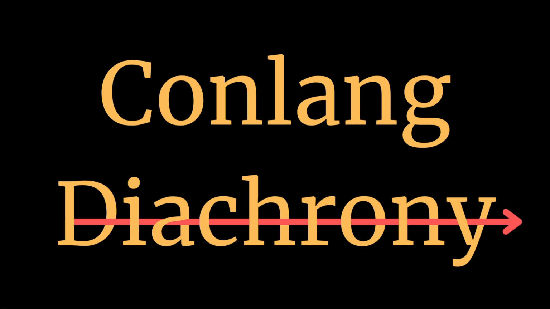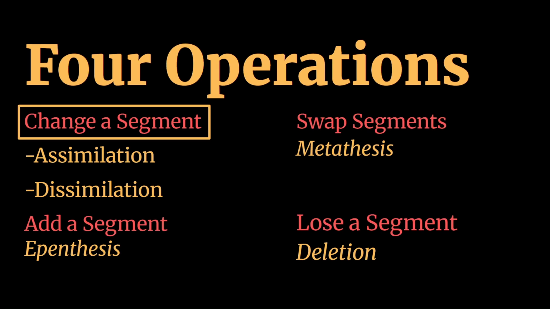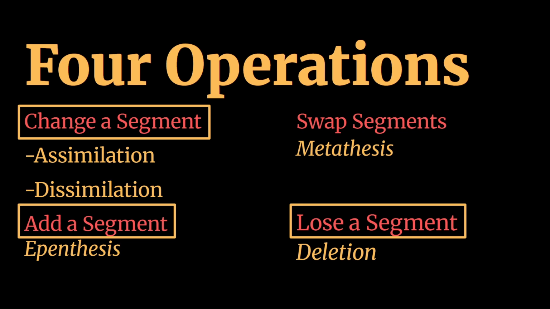Welcome to Conlang diachrony as we continue our series about building sound changes for our constructed languages. Today we're going to be talking about vowel changes. This is largely still going to be concerned with changing segments, assimilation and dissimilation, although we'll talk a little bit about losing segments, that's deletion, as well as adding a segment or epenthesis.